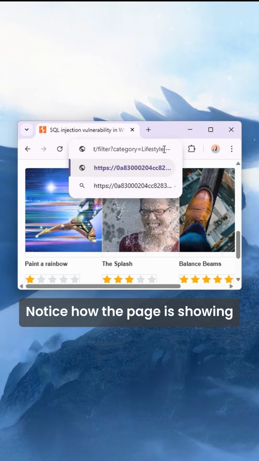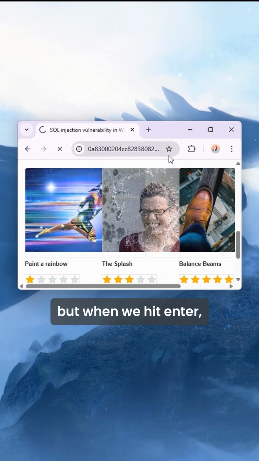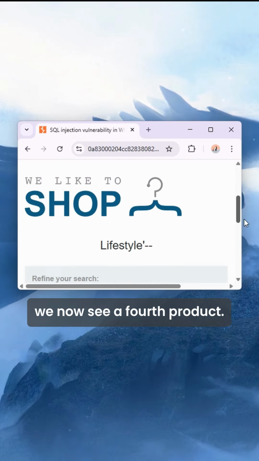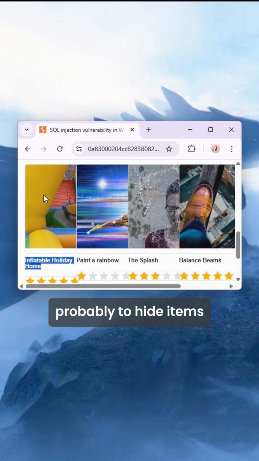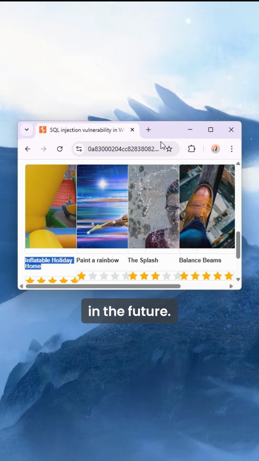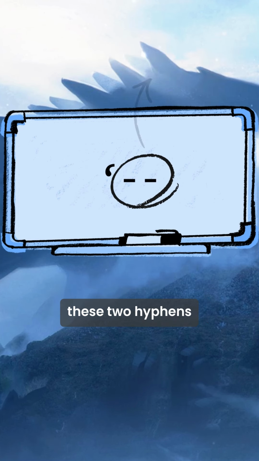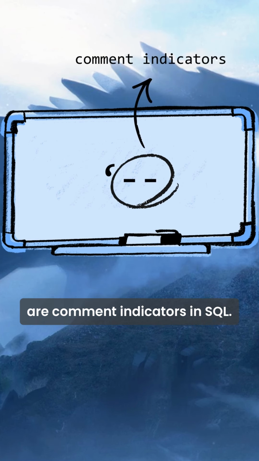Notice how the page is showing 3 items, but when we hit enter, we now see a 4th product. This tells us there's an additional condition in the query, probably to hide items that are out of stock or ones that are releasing in the future. We know this because these 2 hyphens are common indicators in SQL.